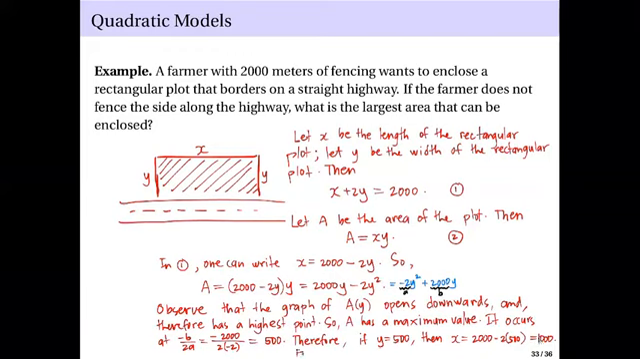Finally, let me just write it here. Finally, the largest area is A equals 1000 times 500. So this is 500,000 square meters. Take note of that unit, so meters squared. And that's our final answer.